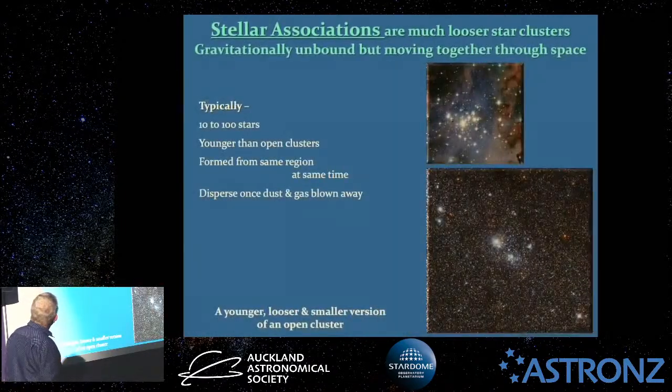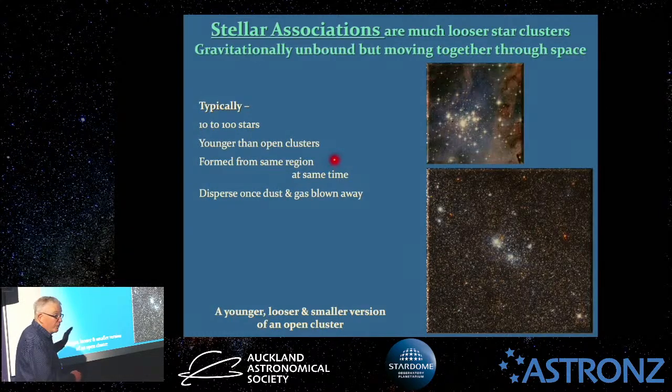So how about associations? I've got my head around clusters. In most textbooks, I'll talk about star clusters, but you kept reading about OB associations, and it took me a while. What are OB associations? Well, essentially, in a nutshell, they're just younger, looser, and smaller versions of an open cluster. So you've typically only got 10 to 100 stars. They're much younger than open clusters, so there's less of them.